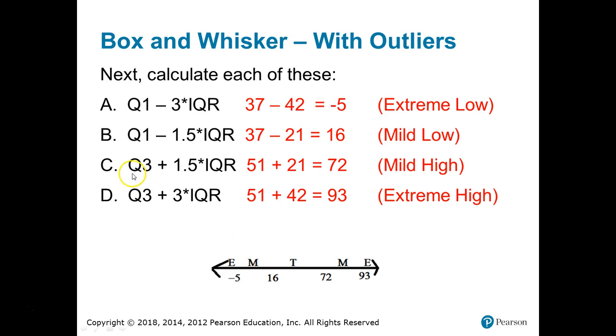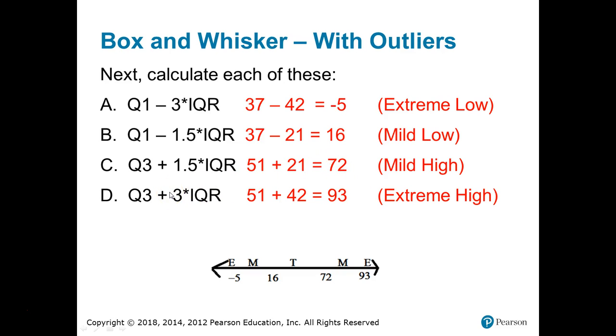Then for your mild on the higher end, we have Q3 plus, notice the differences about what's changing. So it's Q3 plus 1.5 times the interquartile range. So again, 14 times 1.5 is 21. 51 plus 21 is 72. So 72 starts your range of what's considered a mild outlier on the upper end of the spectrum.